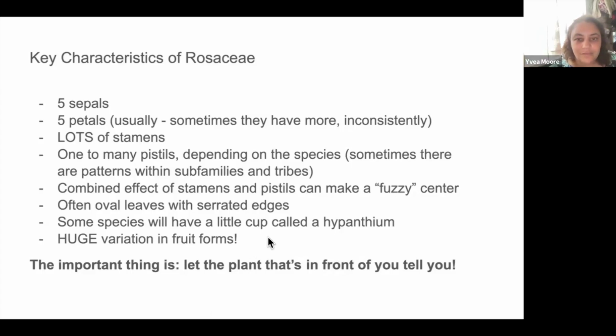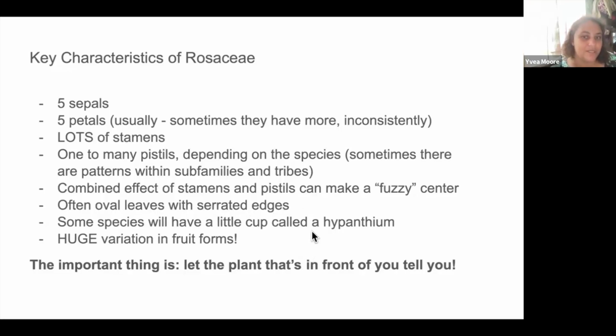So there is that. One often overlooked trait is that a lot of the family members will have oval leaves with serrated edges. Not always. Sometimes they'll have really elongate leaves, but if you look, you might see little teeth. Sometimes they'll be a bit more obvious than others. Like if you think of roses, then you might think of really obvious teeth, or blackberries or strawberries. Others will be a lot more subtle.